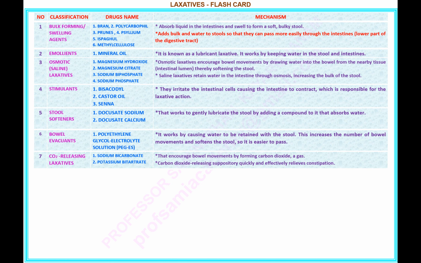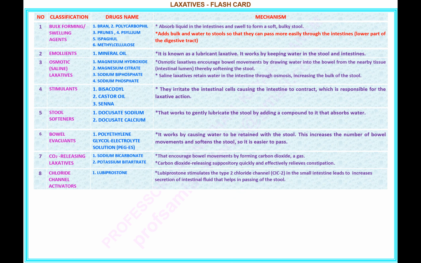Number 7. Name of the classification: carbon dioxide releasing laxatives. Drug's names under this classification: 1. Sodium bicarbonate, 2. Potassium bitartrate. Mechanism of carbon dioxide releasing laxatives: they encourage bowel movements by forming carbon dioxide, a gas. Carbon dioxide releasing suppository quickly and effectively relieves constipation.